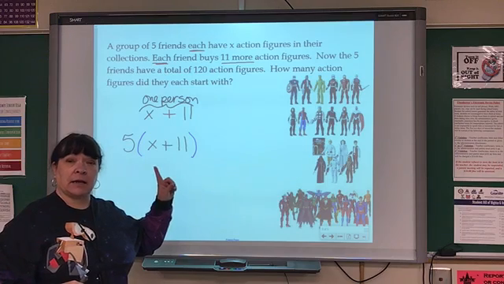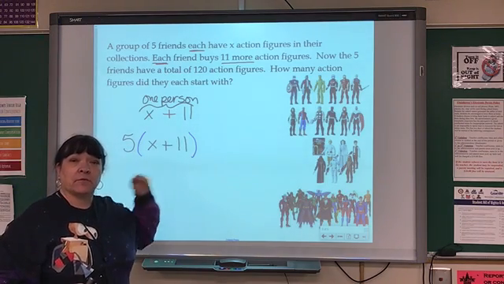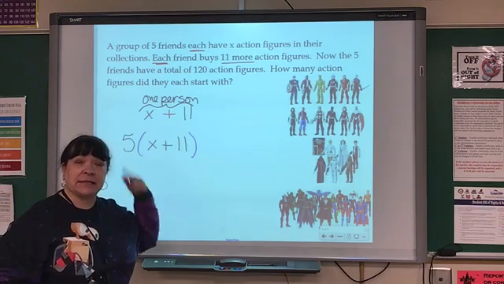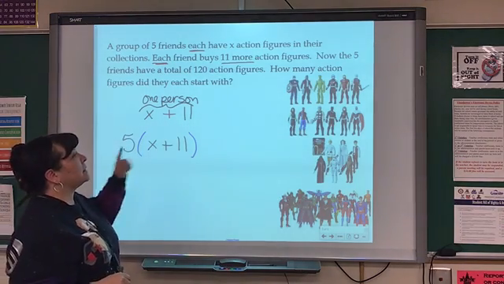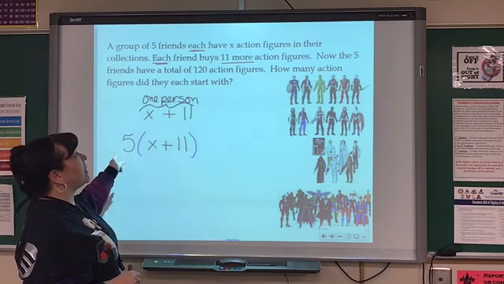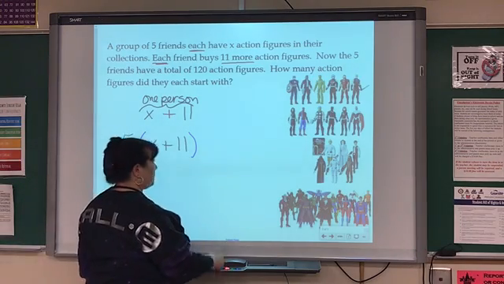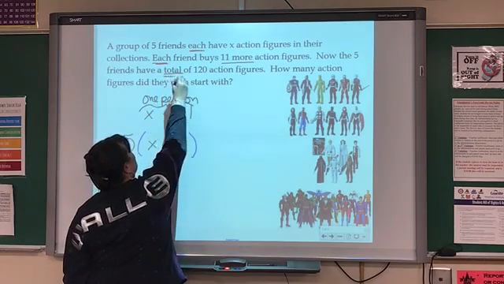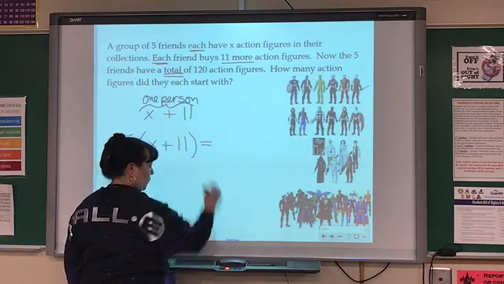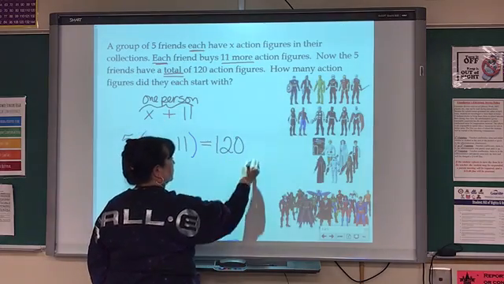Each had an action figure. They then bought 11 more. So every one of those people did the exact same thing, all 5 of them. It then says they have a total of 120. So if I put together all 5 of them, that totals out to equal 120 action figures.